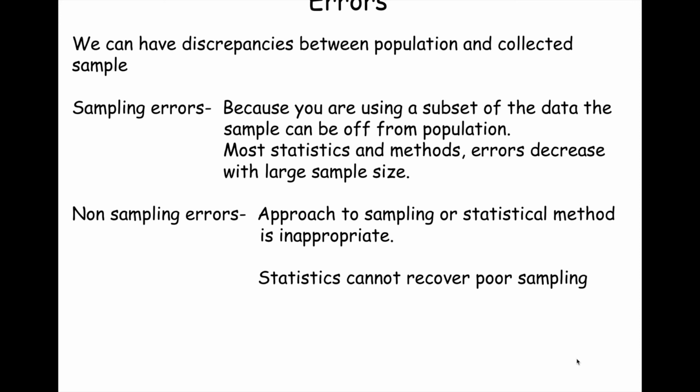Then there are so-called non-sampling errors. And a non-sampling error deals with the approach that you took to sampling. So in the case of the homeless population that I mentioned before, if you only interviewed people who looked like they were, say, under 25, right? That's going to introduce non-sampling errors because there's a basic flaw in the methodology you use to go out and collect samples. So with a non-sampling error, it means your approach to sampling or your statistical method is inappropriate. And statistics cannot recover poor sampling, right? No amount of samples you take can recover you from choosing the wrong approach to sampling.